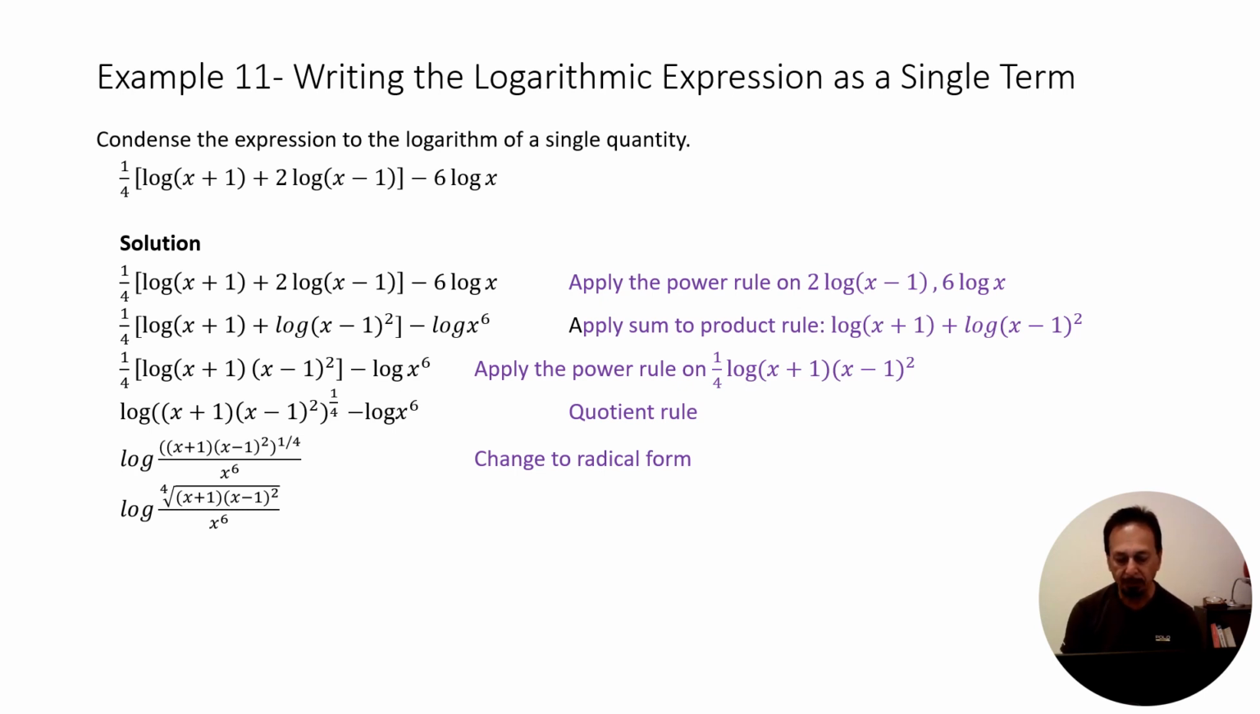Now that we have a difference of logs, in other words a log of something minus a log of x to the 6, we apply the quotient rule. The quotient rule says you write the log, take this one as the numerator and x to the 6 as the denominator. Now we have a log of a single quantity. Since this expression is to the power of 1/4, we can change to radical form. So this becomes log of the 4th root of x plus 1 times x minus 1 squared, over x to the power 6.